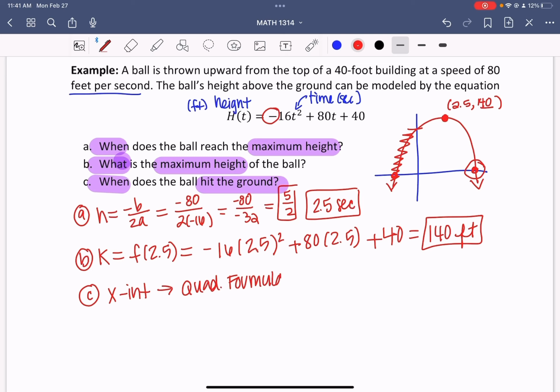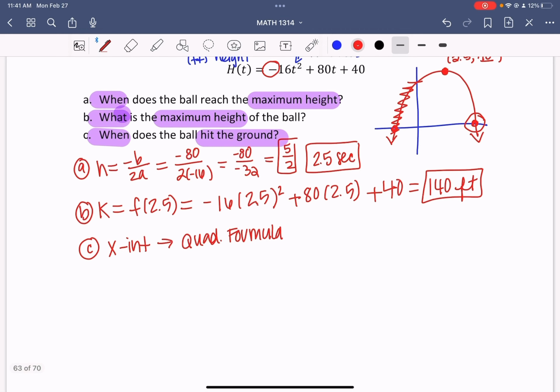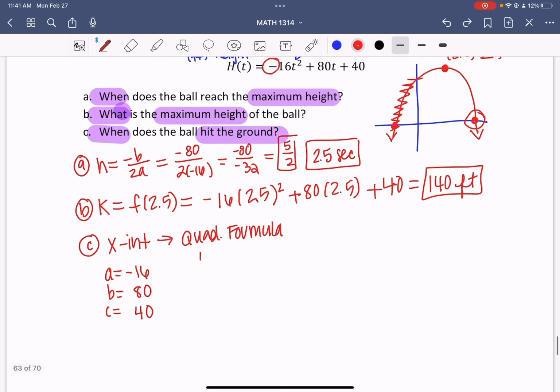And although mathematically it gives us two answers, we're just going to use the positive answer. And so as always with your quadratic formula, identify your A, B, and C. A is negative 16, B is 80, C is 40. So X is equal to, or as we were talking about, this is representing our time, or T.